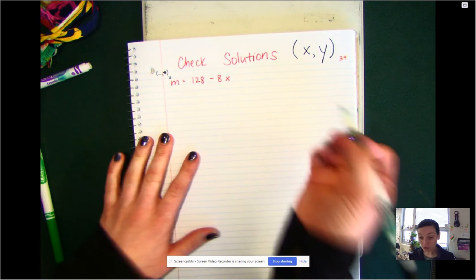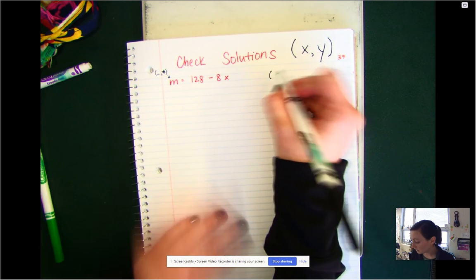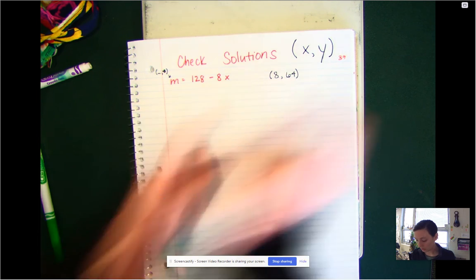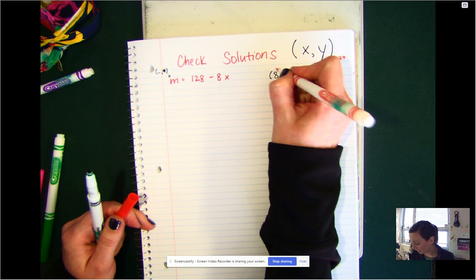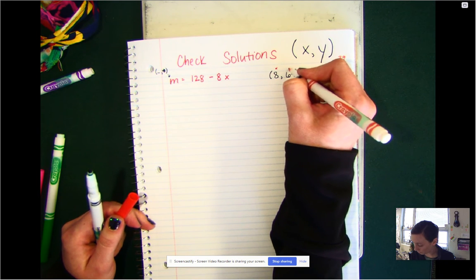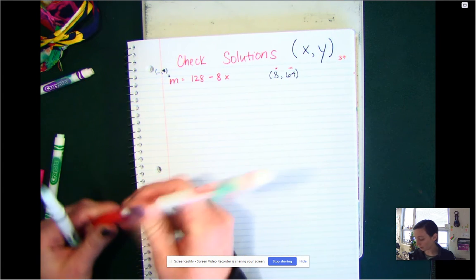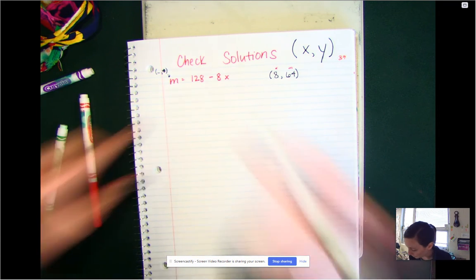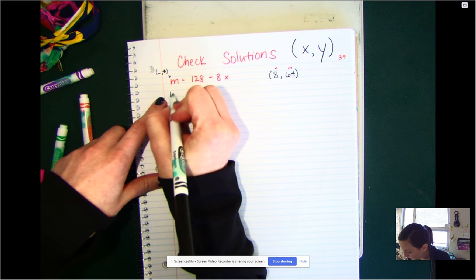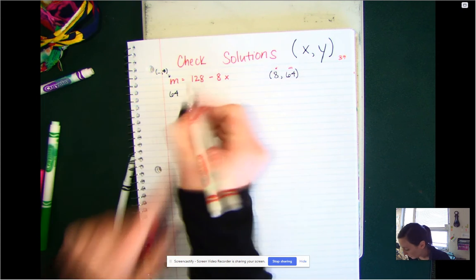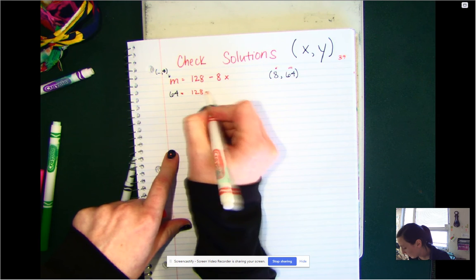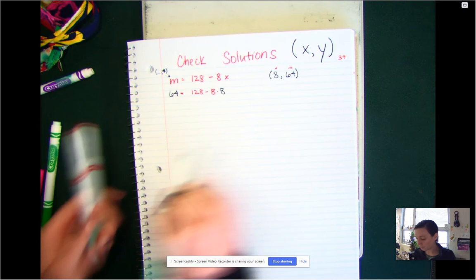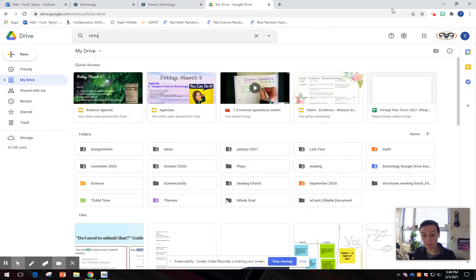So let's check the one we just did, which was if you poured 8 cups, you'd have 64 ounces left over. So this is what would go in for x, the number of cups. This is what would go in for m, the amount of milk left. So we plug it in and see if it works, because we're not sure if it will. So we put in 64 for m equals 128 minus 8 times, we put in 8 for x. All right? Now, order of operations.